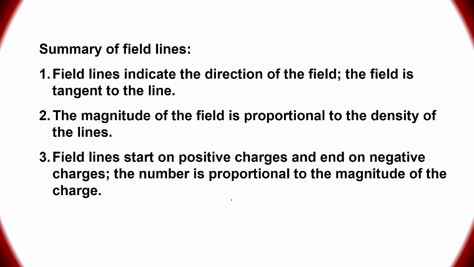Alright, so just summarizing how to deal with field lines. They indicate the direction of the field, obviously, and the field is tangent to the line. The magnitude is proportional to the density of the field lines, so closer lines, more lines together, they're densely packed, that means it's a stronger field. They start on positive charges, end on negative charges, so if you ever have a positive, the field lines need to go out from that positive charge, however many you draw, and negative charges, they need to go into them. And the number of lines is proportional to the magnitude of the charge, and that's all there is.